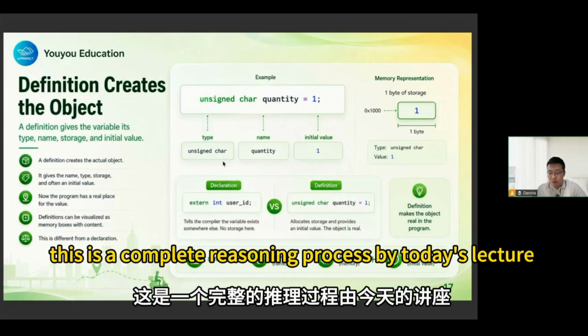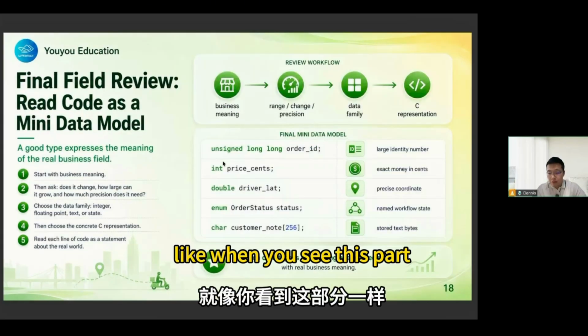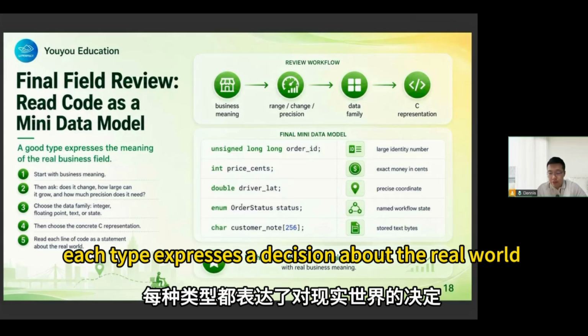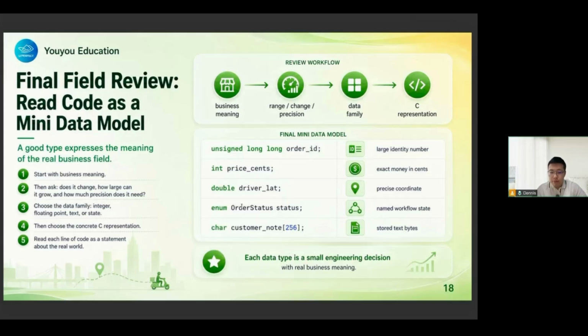This is the complete reasoning process behind today's lecture. When you see this part, you are looking at a small data model. Each type expresses a decision about the real world. This is a connection I want you to remember from this class.